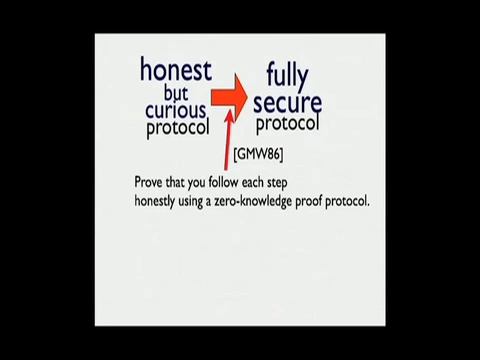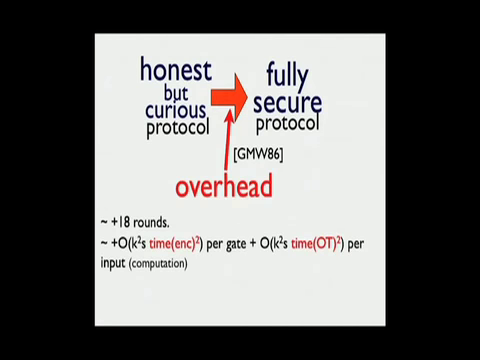And it's highly compelling because it's very generic and easy to comprehend as to what's going on. You just prove that you're doing the right thing. And you can do that because this result says you can prove anything in zero knowledge. Any statement, any theorem that's in NP, you can prove in zero knowledge. And so you could do that here. The problem is that this transformation has incredible overhead. Many, many rounds, I estimate around 18, which is really not that bad.